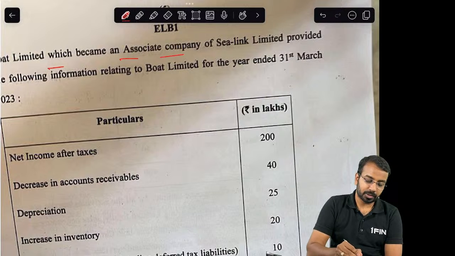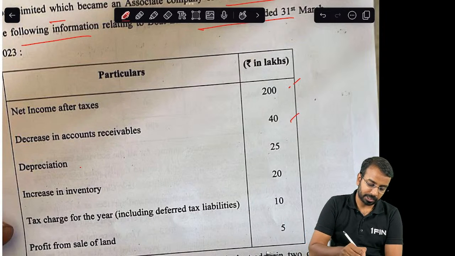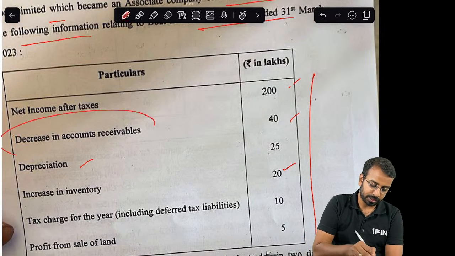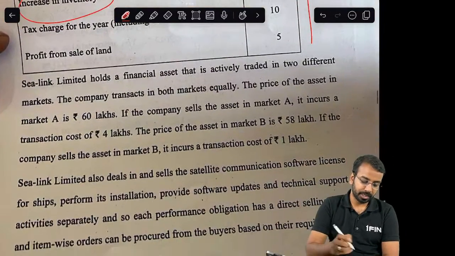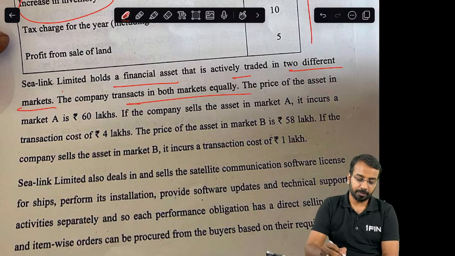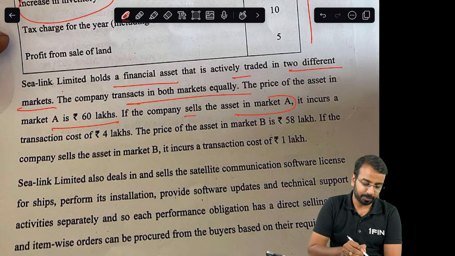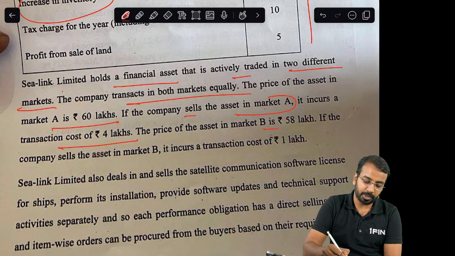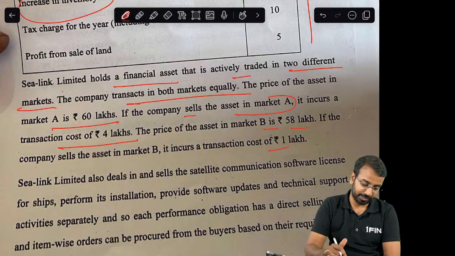Boat Limited became an associate of Sealink, and the following information is provided related to Boat Limited: net income, decrease in accounts receivable, depreciation, increase in inventory. So if you see these terms, you can directly relate them to the cash flow questions. It holds a financial asset that is actively traded in 2 different markets. The company transacts in both markets equally. The price of the asset in A is 60 lakhs. If the company sells in market A, the transaction cost is 4 lakh. In market B, it is 58 minus 1. So you will go to the market where you get a higher realization.